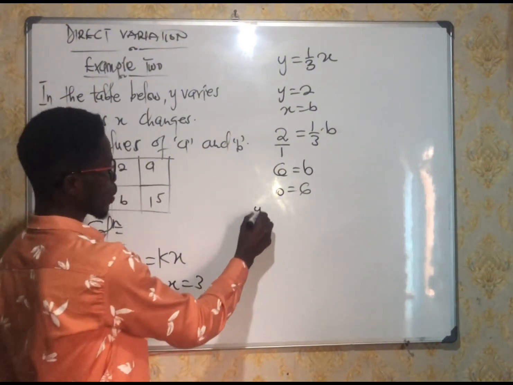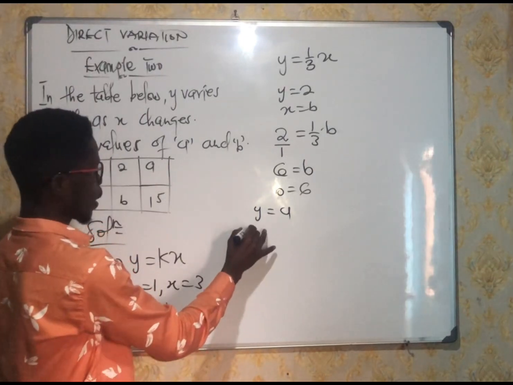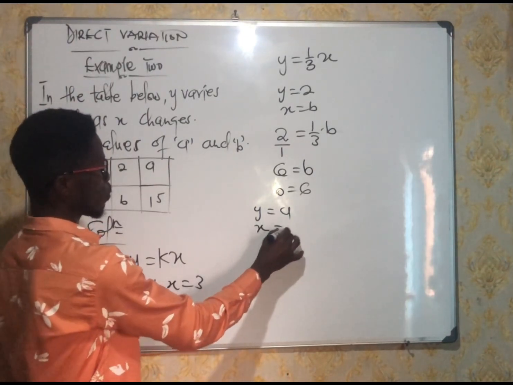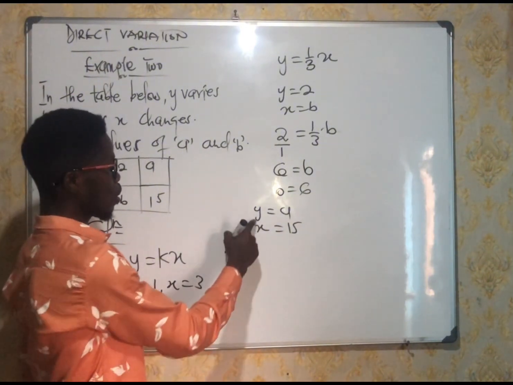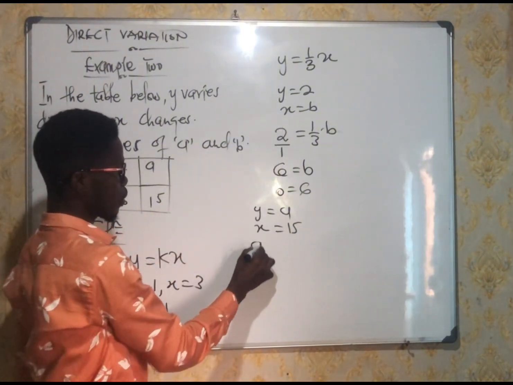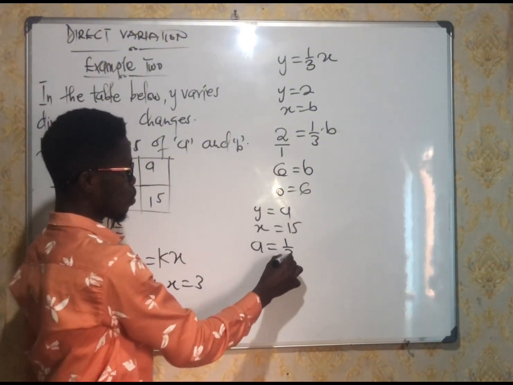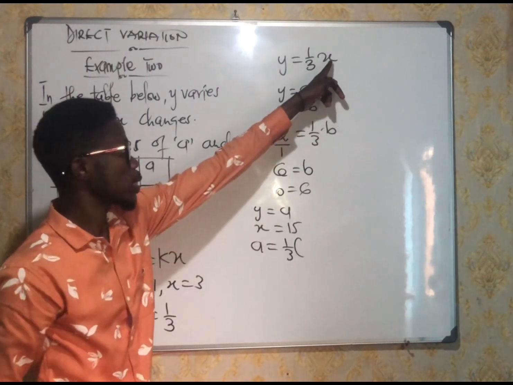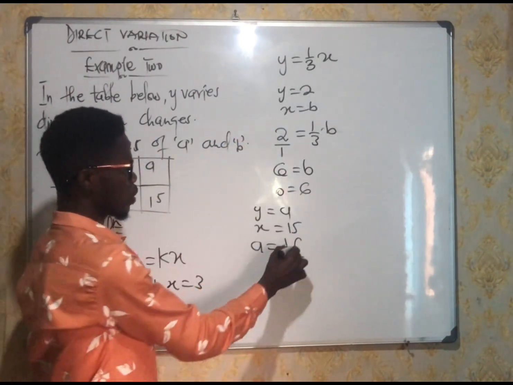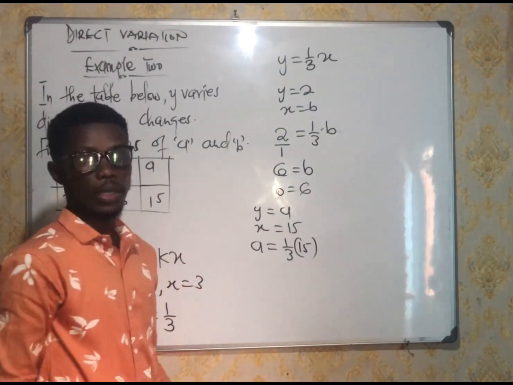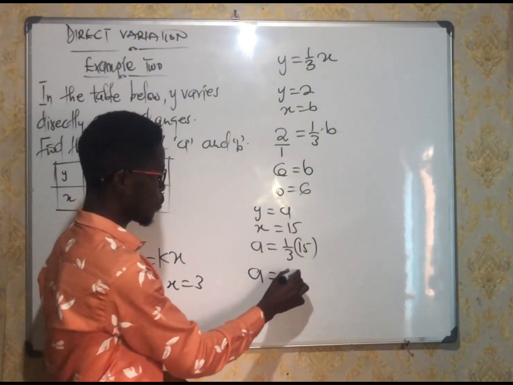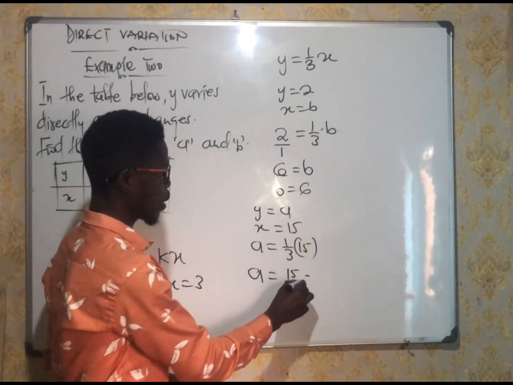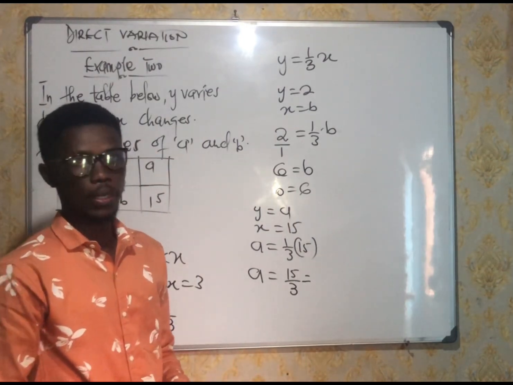Now, let's also move to this place. When y is a, then x is 15. So let's go back to the equation. y is a, 1 over 3 times x, but x is what? 15. Is that okay? This is the same thing as 15 over 3. And you know that 15 over 3 is 5.